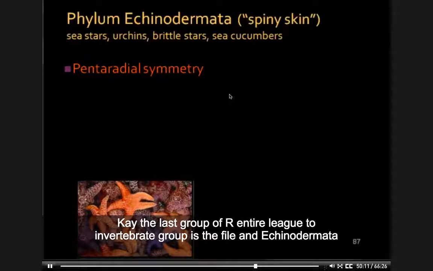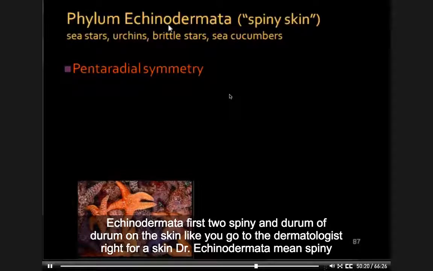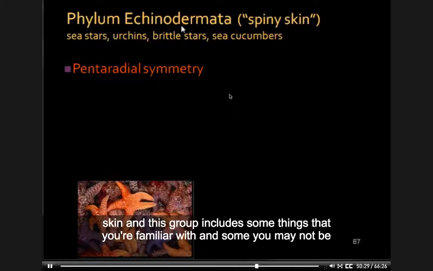Okay, the last group of entirely invertebrate animals is the phylum Echinodermata. Echino refers to spiny, and derma means skin. Like when you go to the dermatologist, right? For a skin doctor. Echinodermata means spiny skin. And this group includes some things that you're familiar with and some you may not be familiar with.